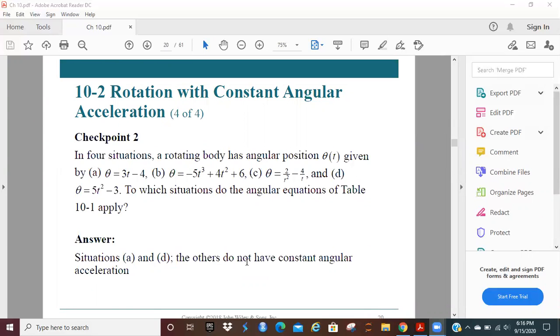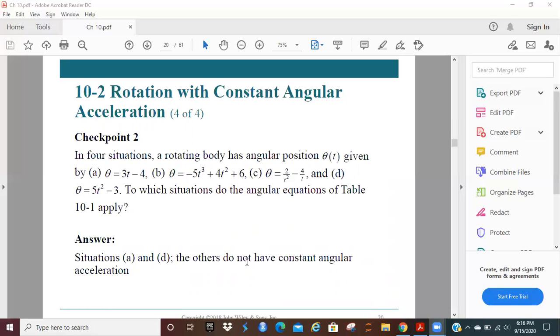So here's another quiz. In 4 situations, a rotating body has an angular position of theta as a function of t, given by theta is equal to 3t minus 4, and then you see it for B, and then C, and then D. To which situations do the angular equations of table 10.1 apply? They apply when you have a constant angular acceleration, just like you had a constant linear acceleration, they would apply. Here you have to have a constant angular acceleration.